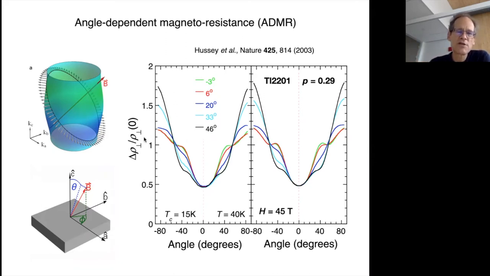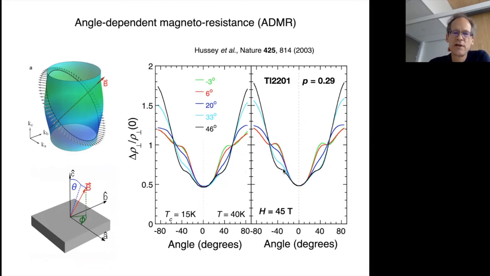What the measurement does is measure c-axis resistance. You measure resistivity along the c-axis, and you see how things change as you tilt the angle. You can do this in two directions: polar angle and azimuthal angle. This is an example from the pioneering study by Nigel Hussey in a cuprate at very high doping. You can see all these wiggles.